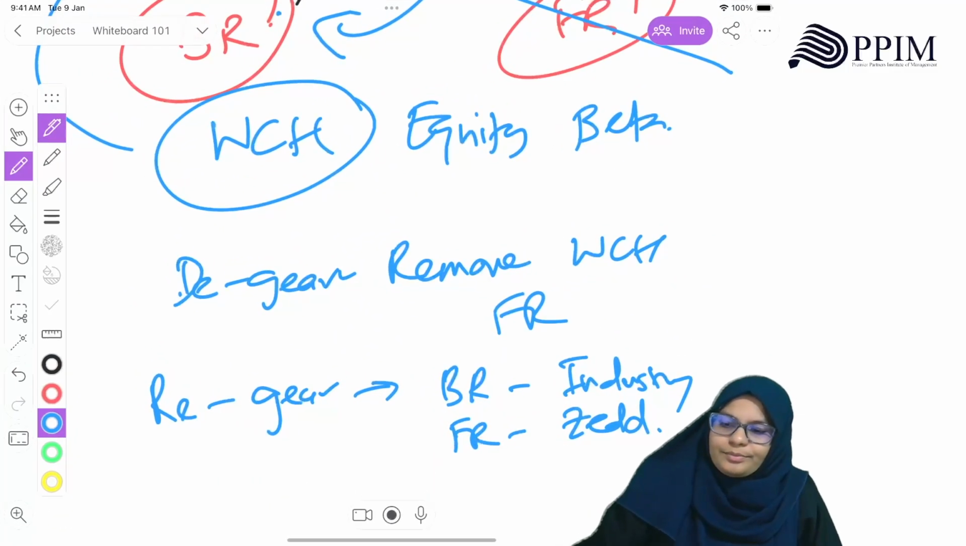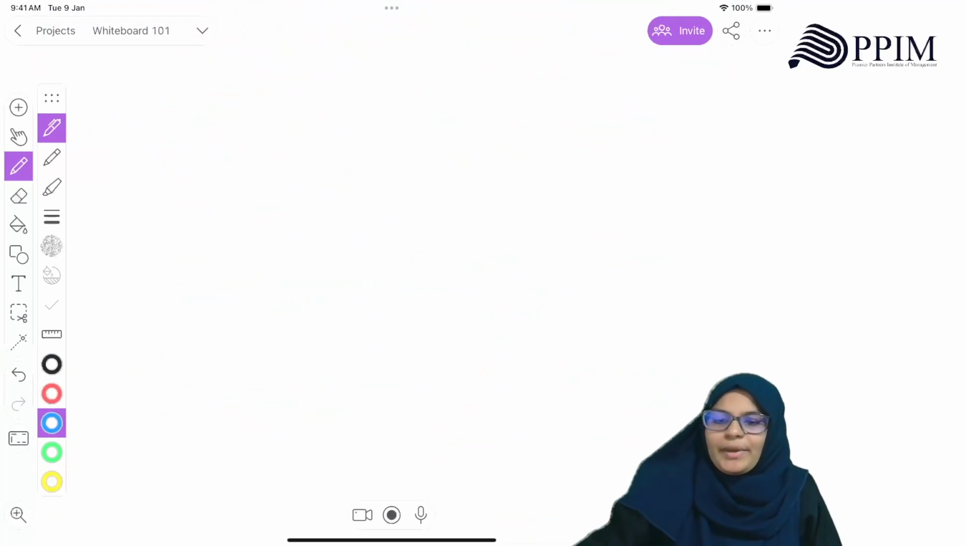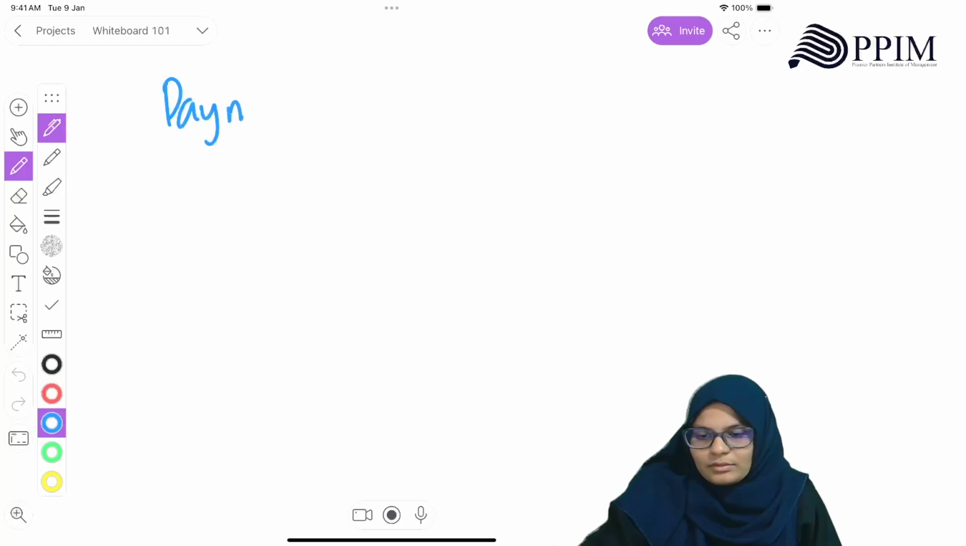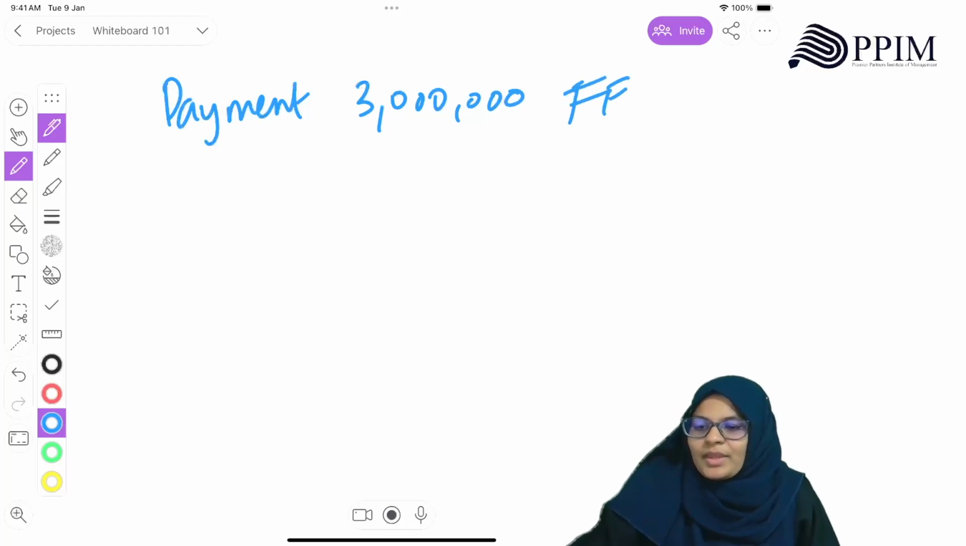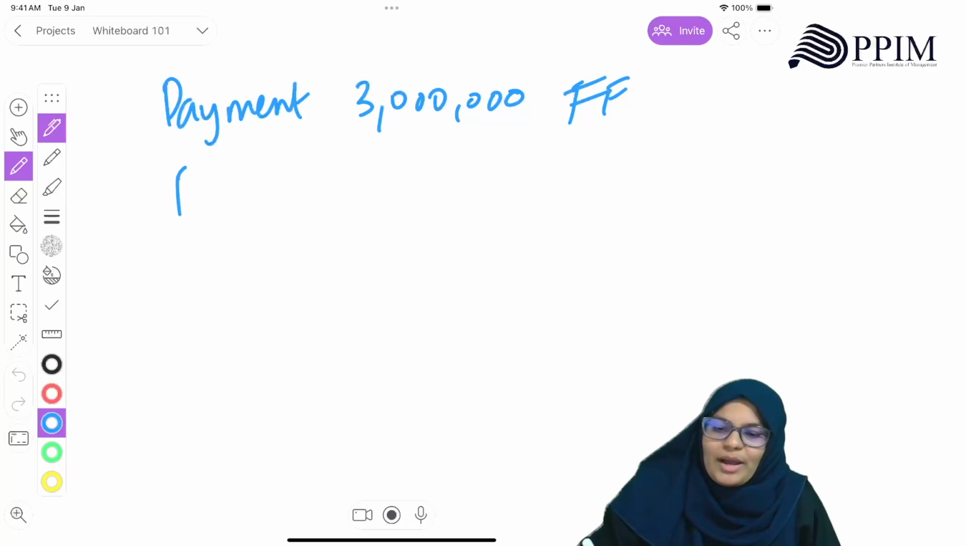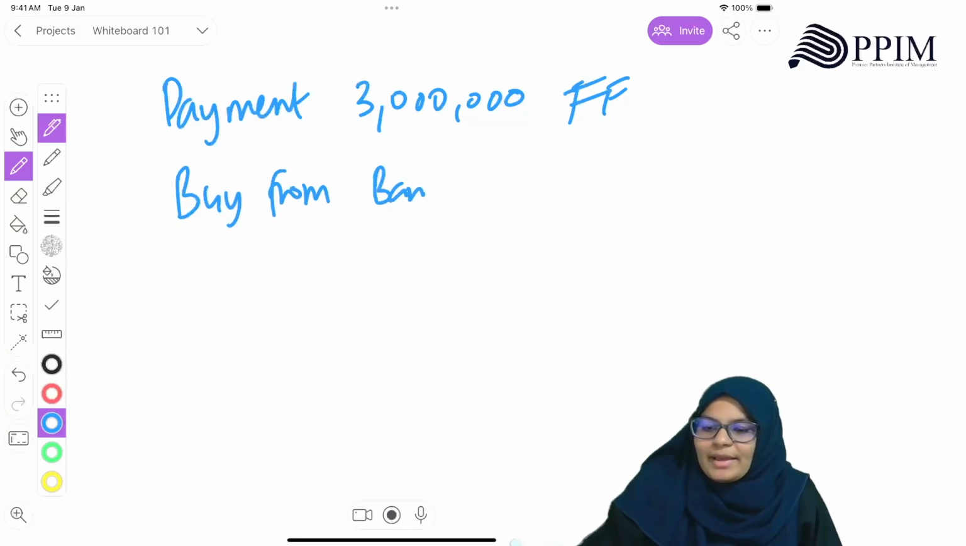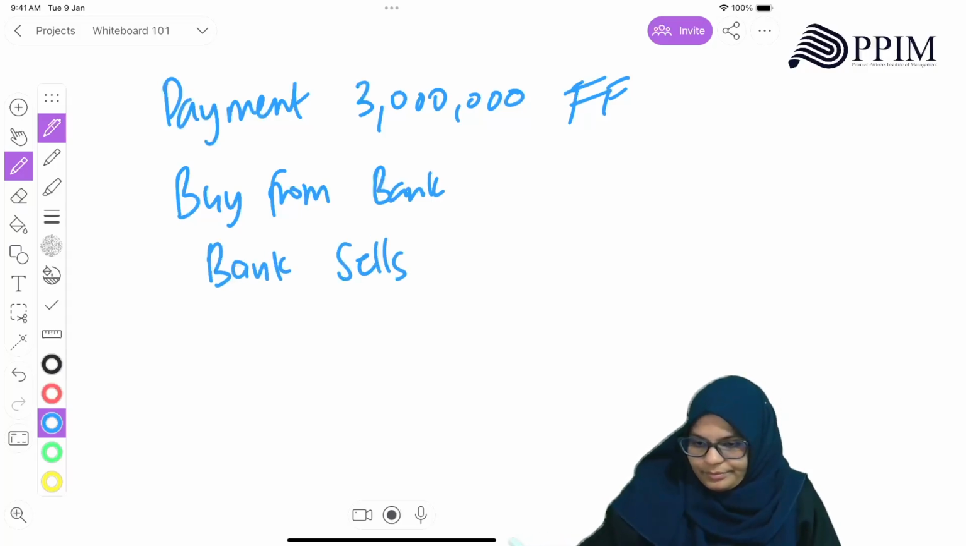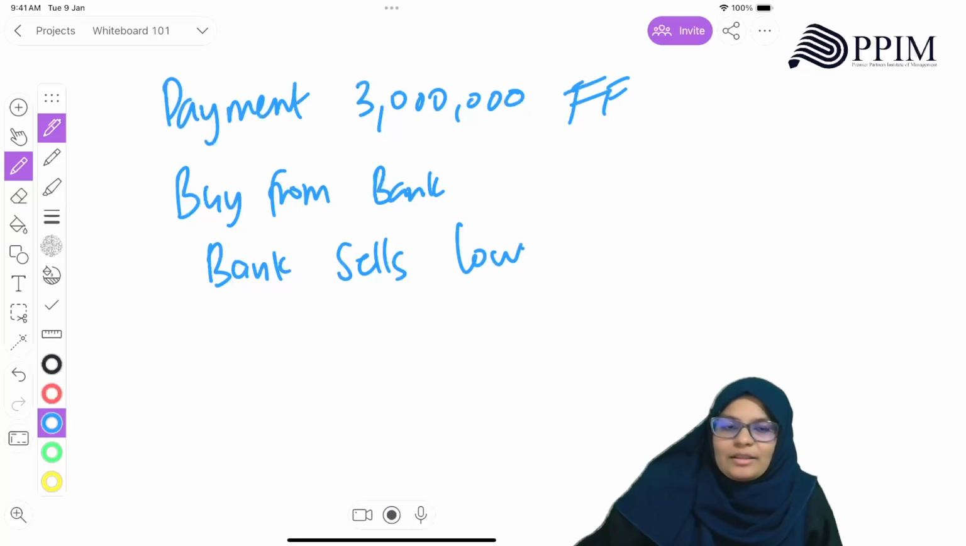Right. So it's a payment of 3 million Flyland francs. I am in Centerland. I don't have Flyland francs, right? So what do I have to do? I have to buy this from the bank. That means the bank is doing what? Bank is selling. Always the bank sells at the low rate.